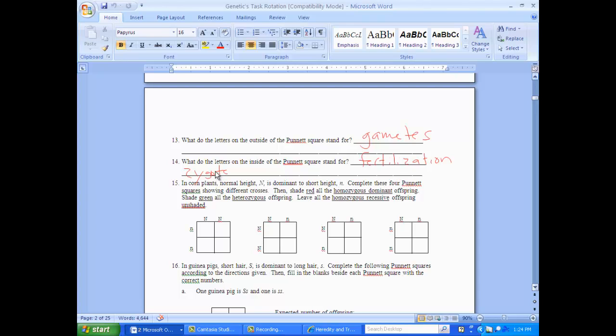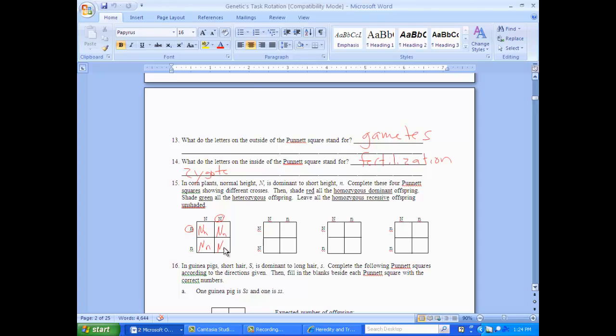All right, 15. In corn plants, normal height, N, is dominant, and short height is recessive, which is shown as little n. Complete these four Punnett squares showing different crosses. Then shade red the homozygous dominant offspring. Shade green all the heterozygous offspring. Leave all homozygous recessive offspring unshaded. So we have a combination here of the gametes. If this sperm fuses with this egg, it's going to produce an offspring with that. If this sperm fertilizes this egg, we're going to have big N, little n, big N, little n, big N, little n.